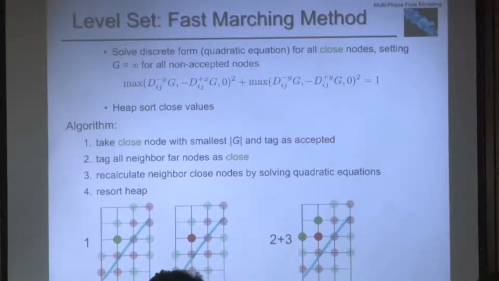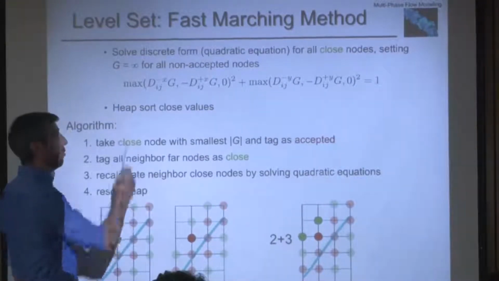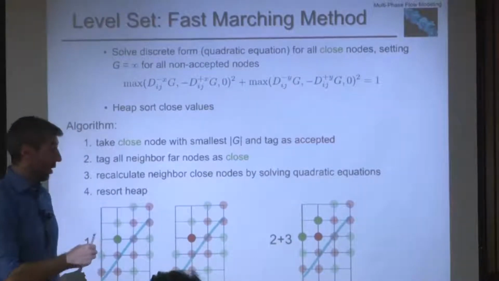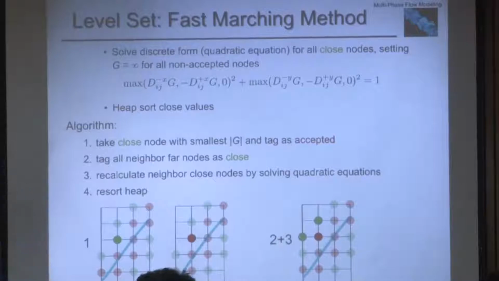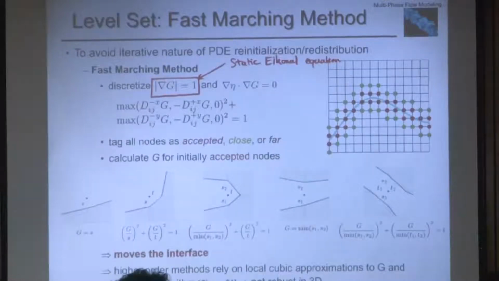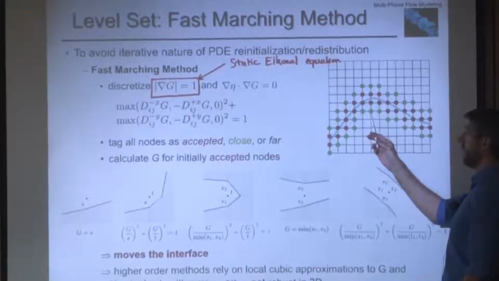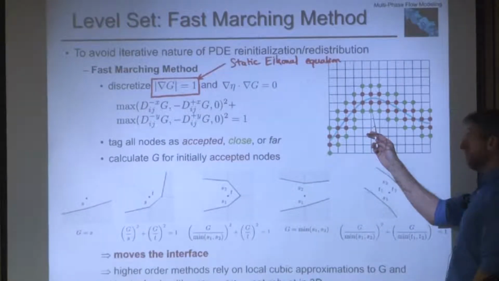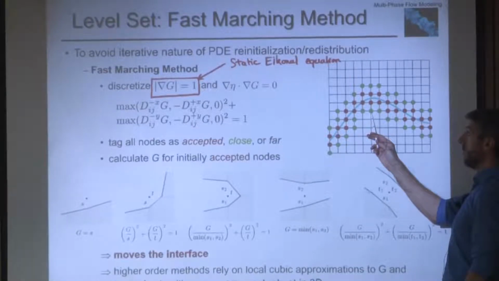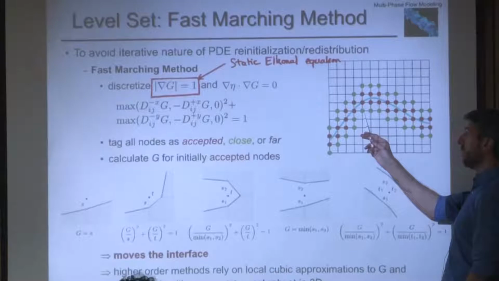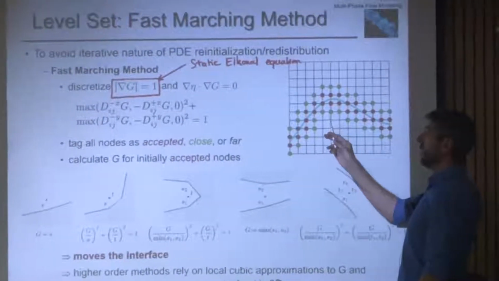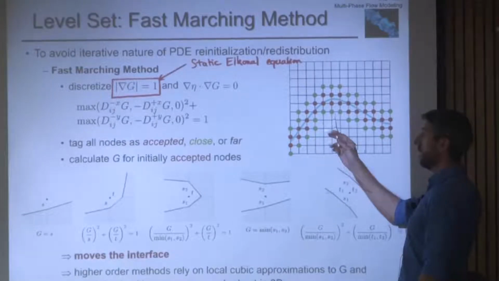What this will give us is an answer as to what our distance is for all those green closed nodes. The issue is that if I go back here, yes, I will get an answer as to what the distance of that guy to the interface is. Yes, I will get some answer. But it is likely that I would be able to get a more accurate answer if I knew already what the distance of that guy is to the interface. But I don't know that yet, because this guy is not accepted, it is close. So there's no reason for me to trust the answer I'm going to get at that location.